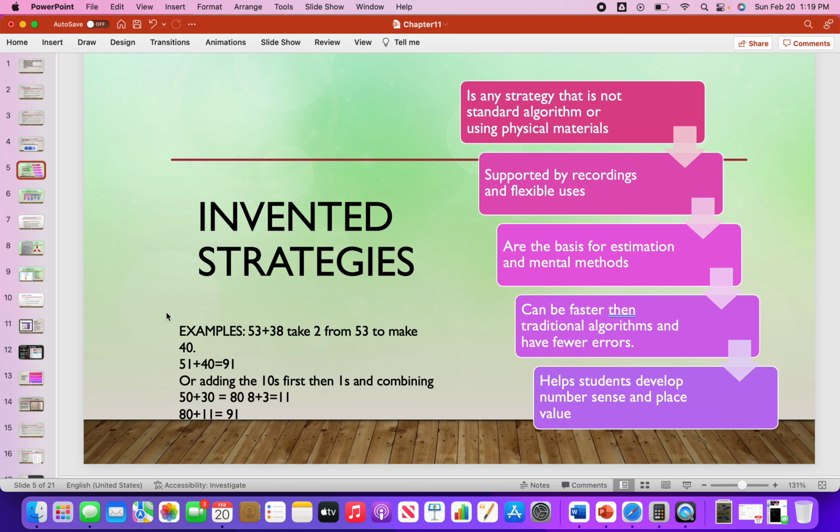An example of this is 53 plus 38, and if a student was to take 2 away from 53 to make 40, 51 plus 40 equals 90, or adding the tens first and then the ones and combining, like 50 plus 30 equals 80, and then 8 plus 3 is 11. 80 plus 11 is 91.